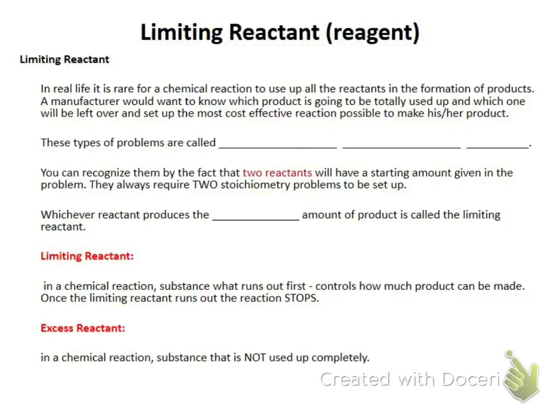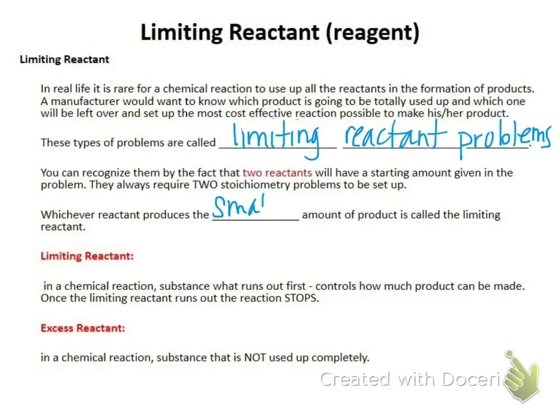Some of it's based on the mole ratio from the balanced equation and molar masses. And so these types of problems are called limiting reactant problems, okay? And if you are understanding the stoichiometry problems so far, it's not going to be any harder. It just is going to work an extra problem is all you're going to end up doing, okay? But let's talk about some definitions first. Whichever reactant produces the smallest amount is the limiting reactant, meaning once it runs out, I can't keep making product, okay? So the limiting reactant is what runs out first. It controls how much product can be made.